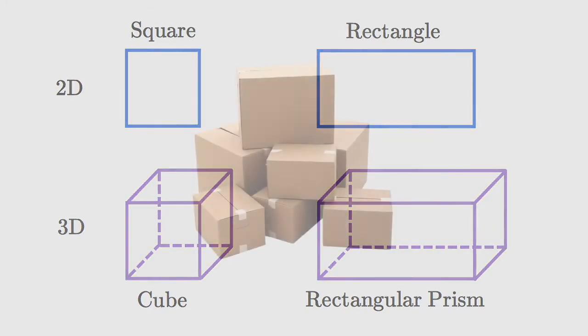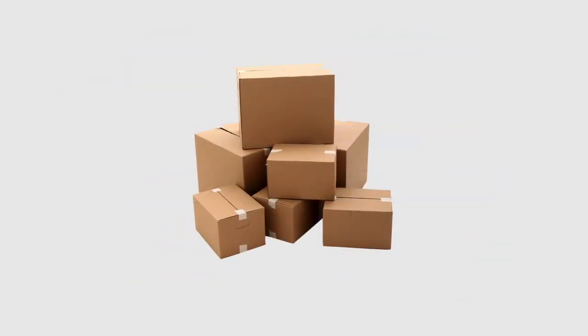Like all 3D solids, a rectangular prism has volume. This means it takes up space, just like a box. There are only so many boxes you can pile into your bedroom before it fills up and there is no space left for you to sleep in.